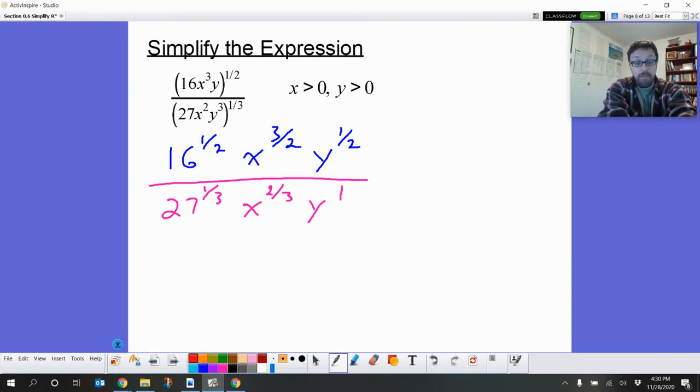Now I can simplify some of these numbers. 27 to the 1/3, that's the cube root of 27. We just did that. It's 3. 16 to the 1/2, that's the square root of 16. We just did that. It's 4. The x's I can't do too much with, so I'm just going to leave those for a second.